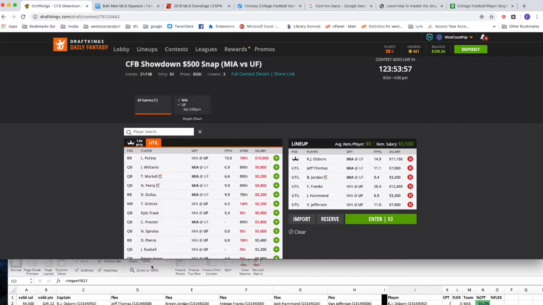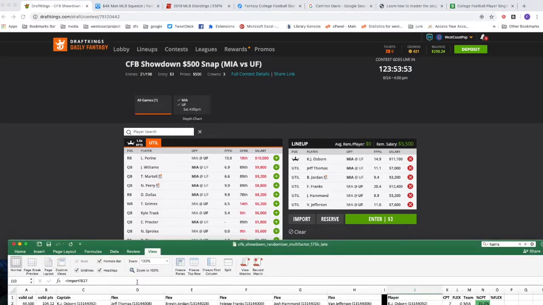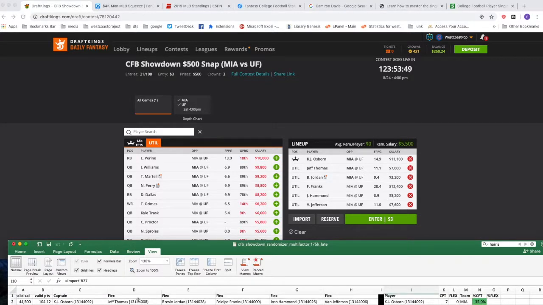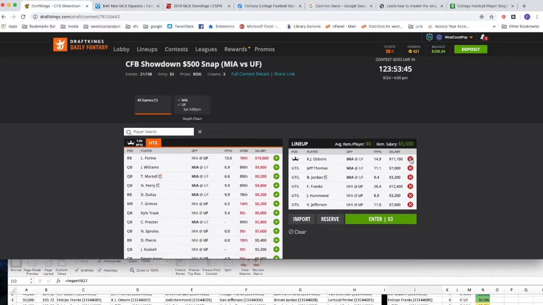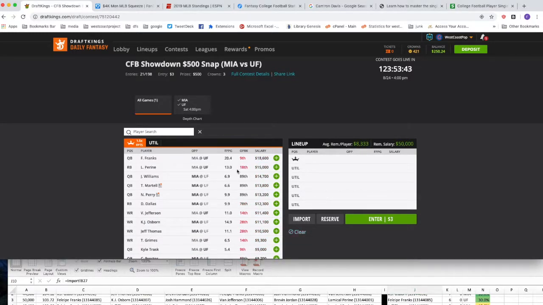All right, so let's take a look at one more just to double check our work again. So here we'll go to our second most viable lineup. Let's clear this out. And this time we have Franks as the captain, the quarterback, Osborne, Hammond, and Jefferson.